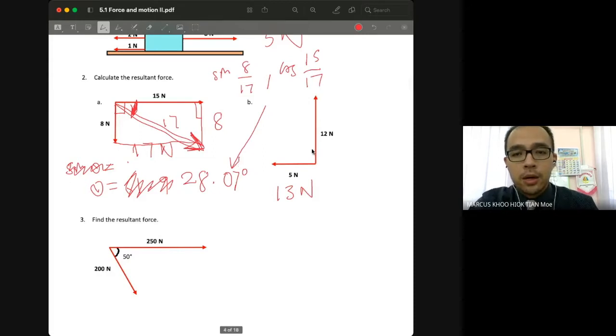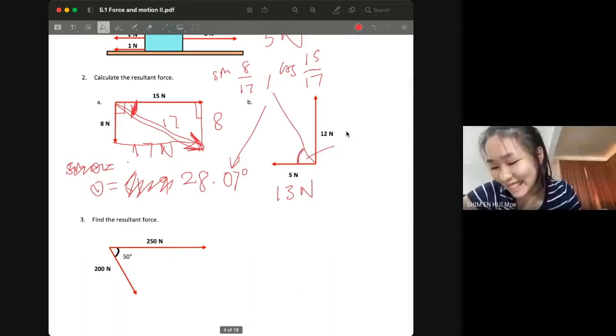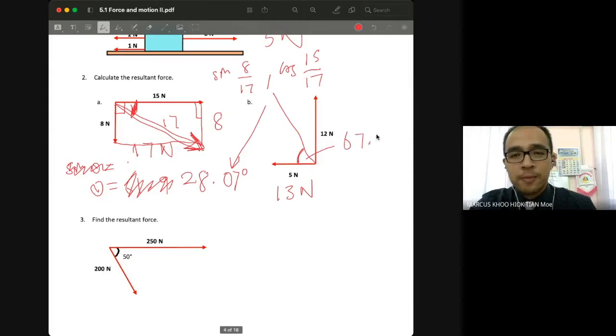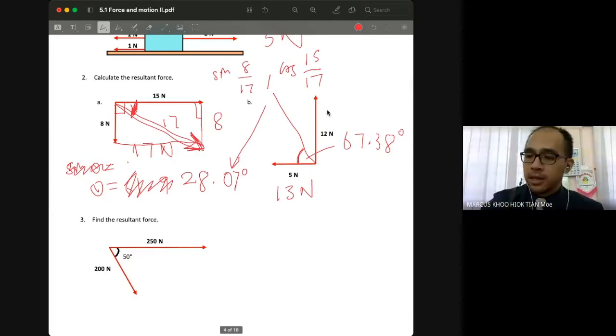Okay. All right, Shim, how about this one? What is this angle? 67.38. Yeah. Okay. 67.38 degrees. Okay, all right, good.